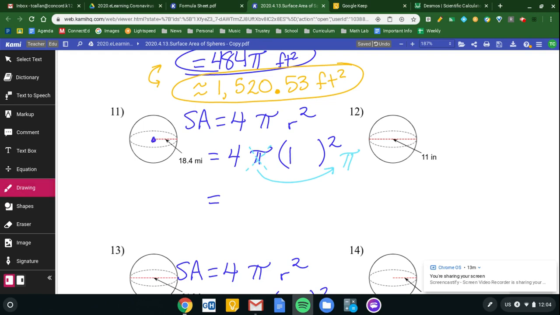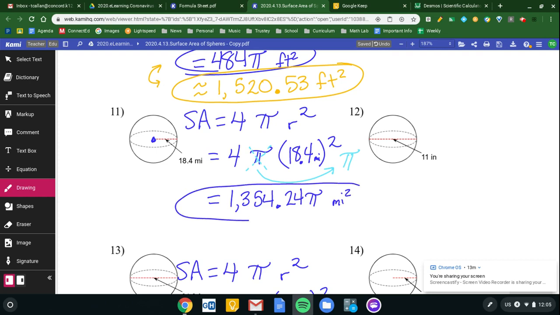Once again, 18 4/10 is the radius. Don't change it. So if we move the pi to the end and multiply 4 times 18 4/10 times another 18 4/10, we would get exactly 1,354 and 24/100 times pi square miles. Now notice, I am not rounding the 24/100, not yet at least.